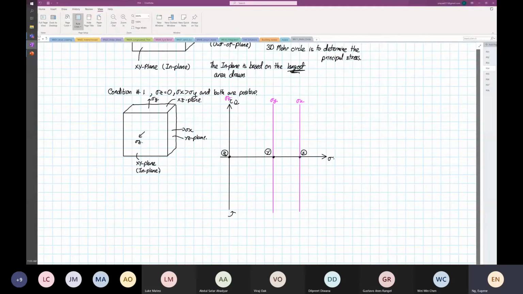So we can draw one circle between X and Y point. So this is one of the circles. And this circle over here touches point X and point Y. So this is your XY plane. And your XY plane is your in plane, right? Because it has the largest surface area.